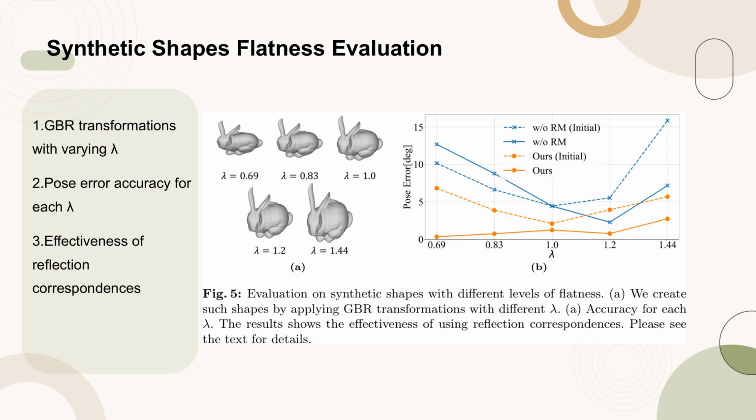Figure 5 evaluates the method on synthetic shapes with varying levels of flatness. Part A illustrates the creation of these shapes using GBR transformations with different lambda values. Part B presents the accuracy of pose error for each lambda, demonstrating the effectiveness of using reflection correspondences. This evaluation highlights the robustness of the method across different flatness levels, as detailed in the accompanying text.